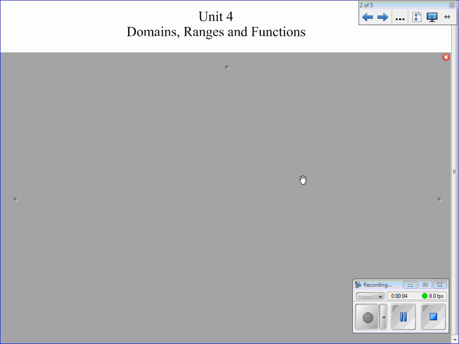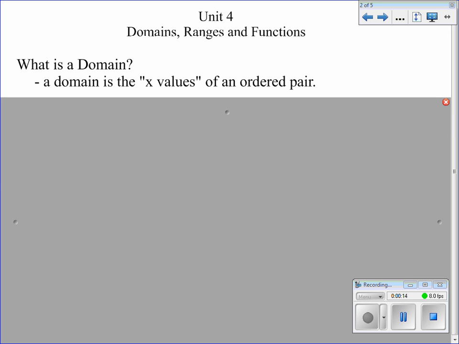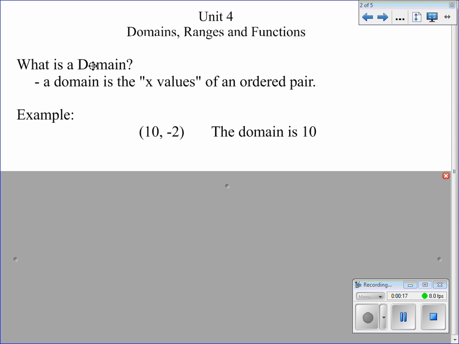Okay, today we're going to be diving into domains, ranges, and functions. The whole purpose today is to define what a domain is, what a range is, and what makes a function a function. Beginning with domains, the domain is going to be the x value of an ordered pair, or that first value in an ordered pair.